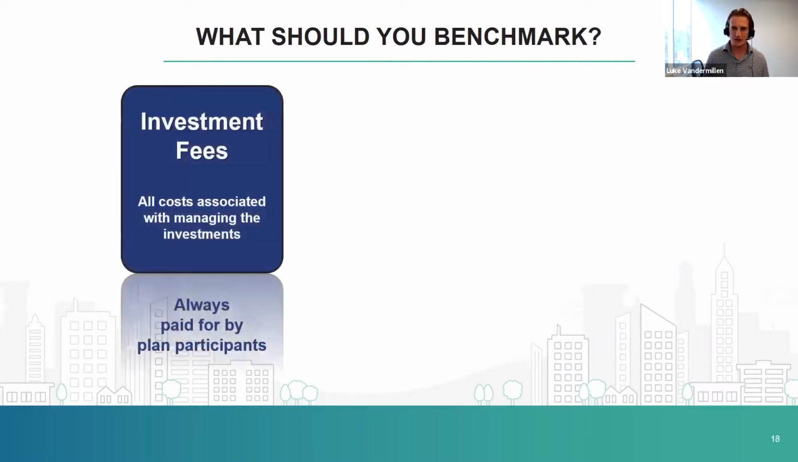So what should you be benchmarking, right? So investment fees. This is probably the most commonly benchmarked piece of a retirement plan. Anytime an advisor is running investment due diligence, there's a pretty good chance that the fees of those investments are going to be brought up. So, quarterly, semi-annual, or annual investment reviews will typically at least touch on investment fees.